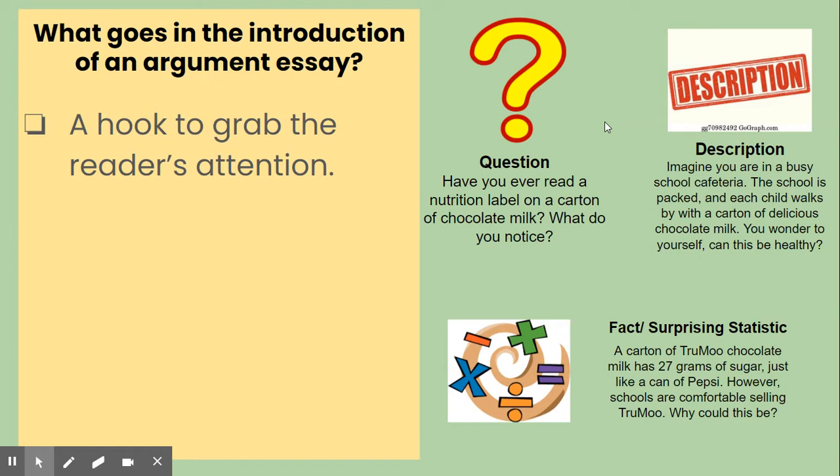And finally, for my fact or surprising statistic, I wrote, "A carton of True Moo chocolate milk has 27 grams of sugar, just like a can of Pepsi. However, schools are comfortable selling True Moo. Why could this be?" All right, so go ahead and pause the video here and write yourself 2 or 3 different types of hooks to try out. And then in a minute, we'll pick our favorite one that we can use.